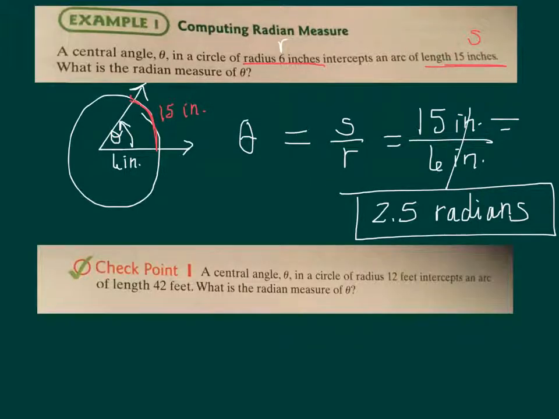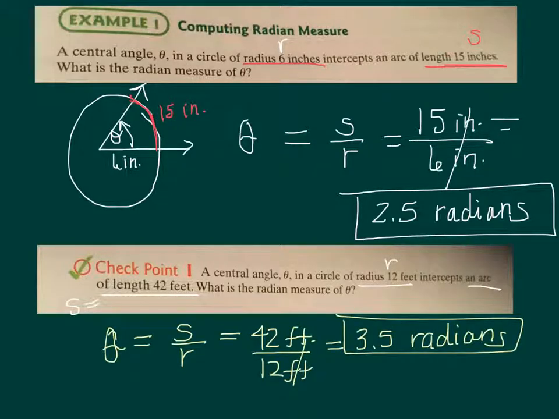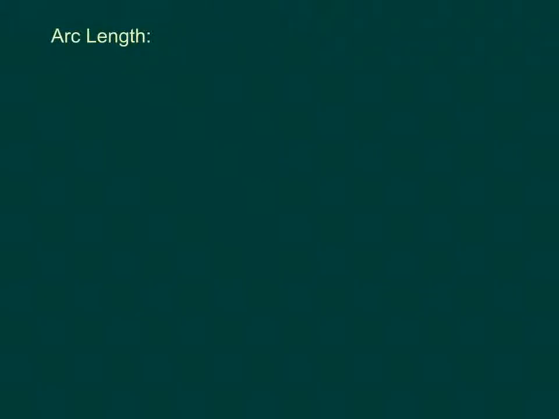So now I'm going to give you a checkpoint to try. I want you to pause the video so you can try it yourself and then check your steps and your answers to see if you got it right. Okay, if you check your steps and your answer and you got it right, that means that you understand how to compute the radian measure. If there's anything you don't understand, please write your question and then we will answer it to make sure that you understand this concept.